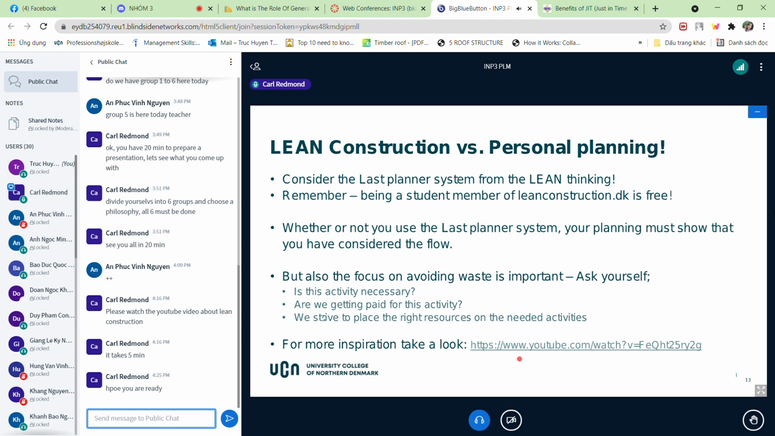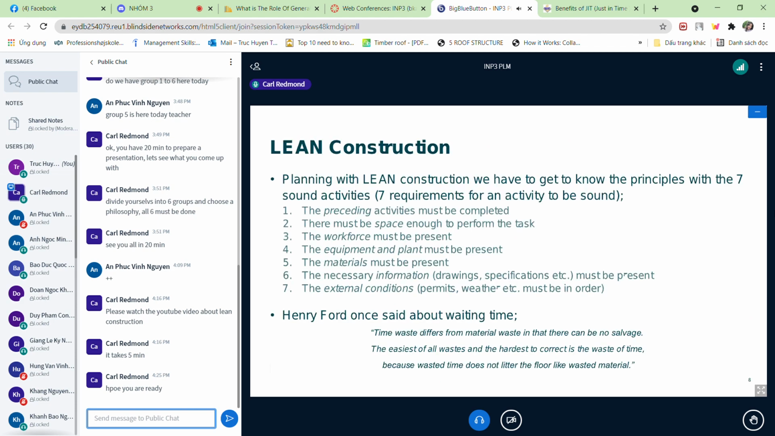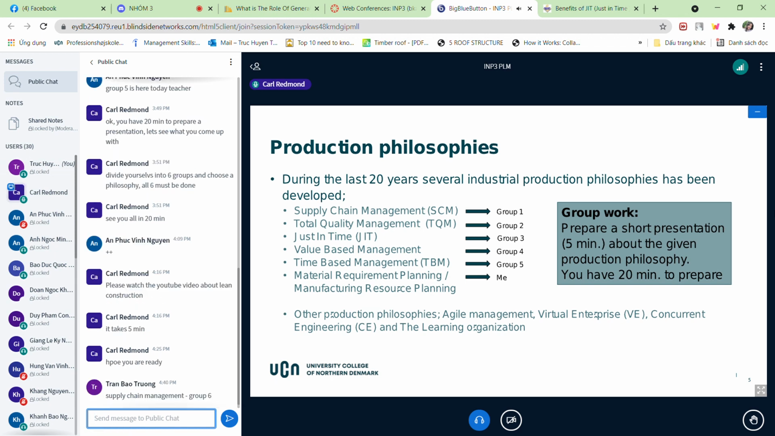What I'd like to do now is to go back and hear your presentations about the different philosophies. Let's start with the group that took supply chain management. Group 6. Okay, group 6.